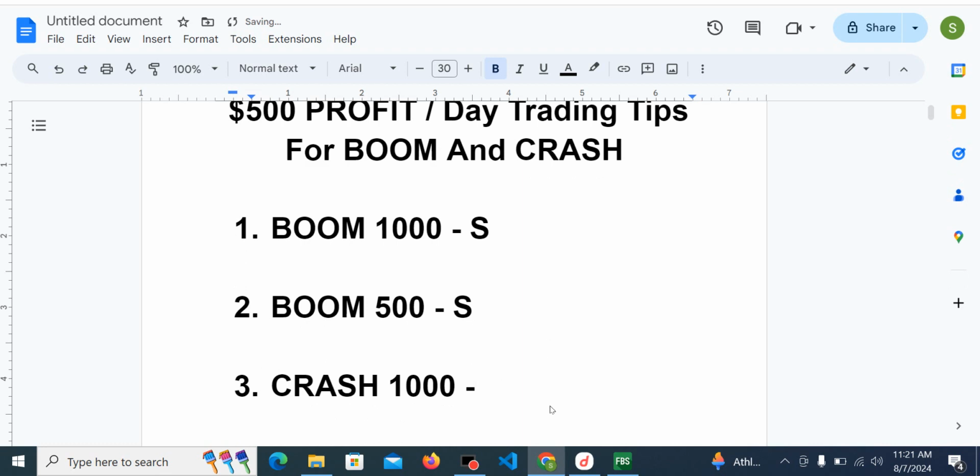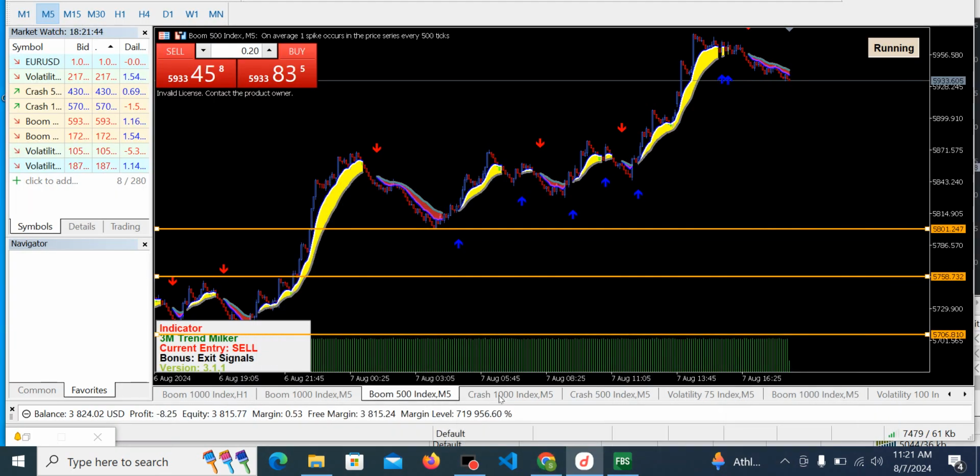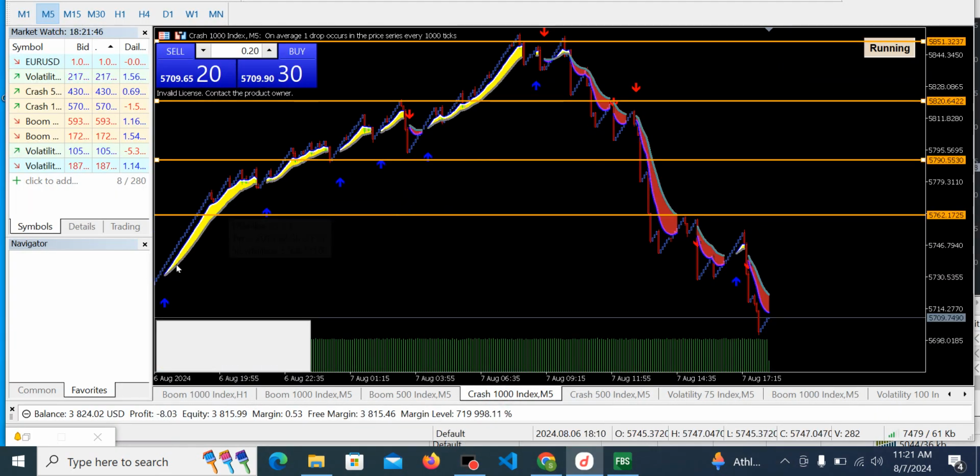Next asset is going to be Crash 1000. Let's check it out right away. This is Crash 1000. Crash 1000 was on an uptrend but came to an end at this resistance zone. So it started a downtrend right from there. It has been selling since then, okay?